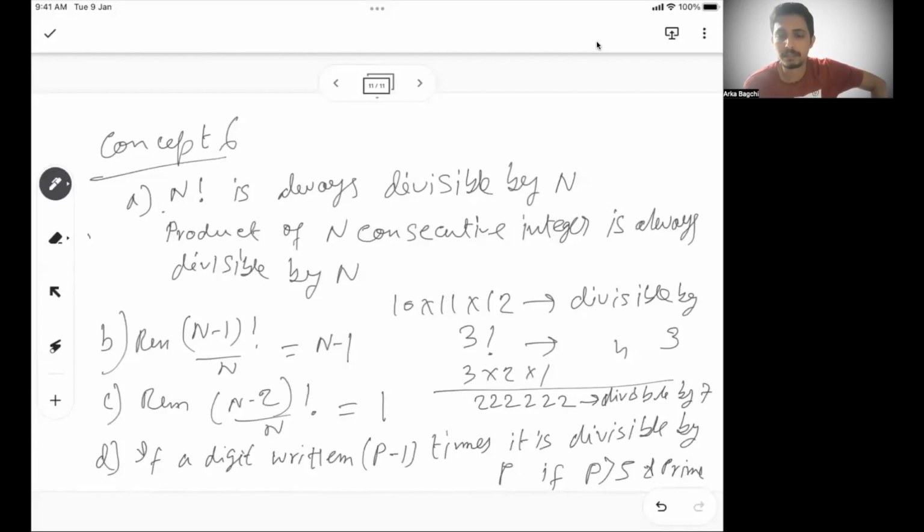This is divisible by 7 because 2 is written 6 times, which is p minus 1 times, where p is 7. So for example, this is also true.